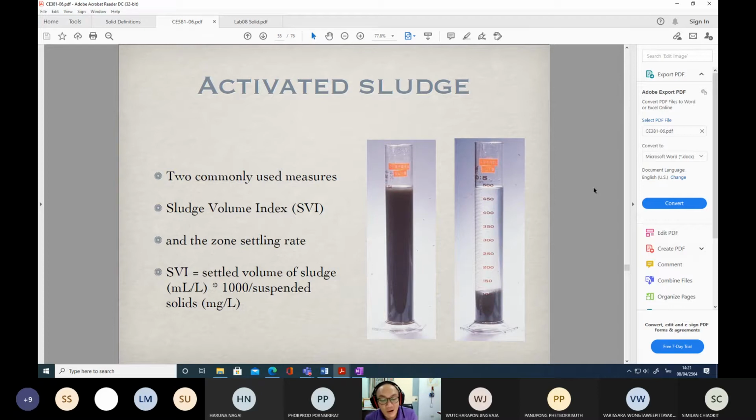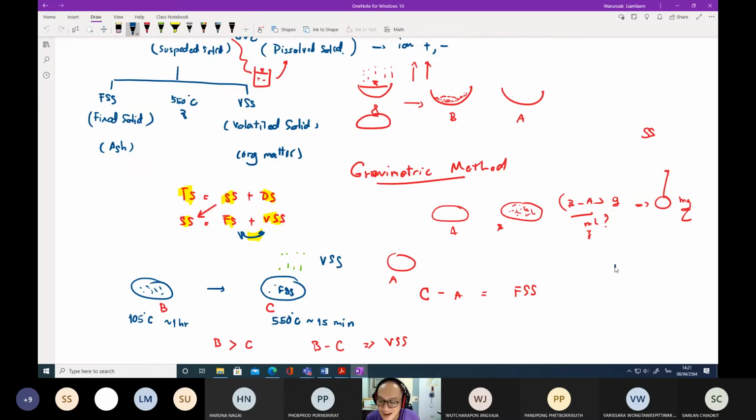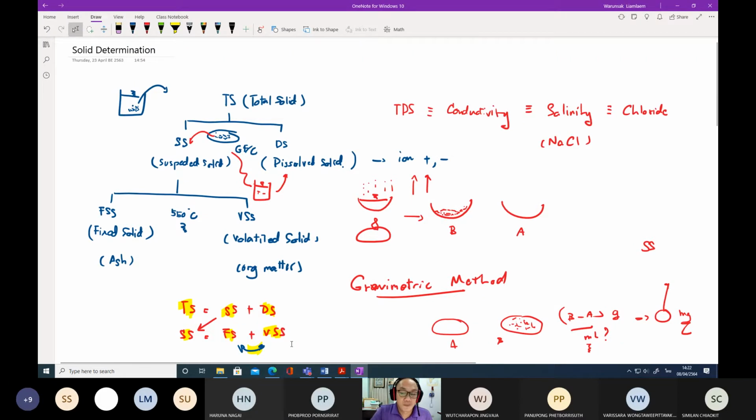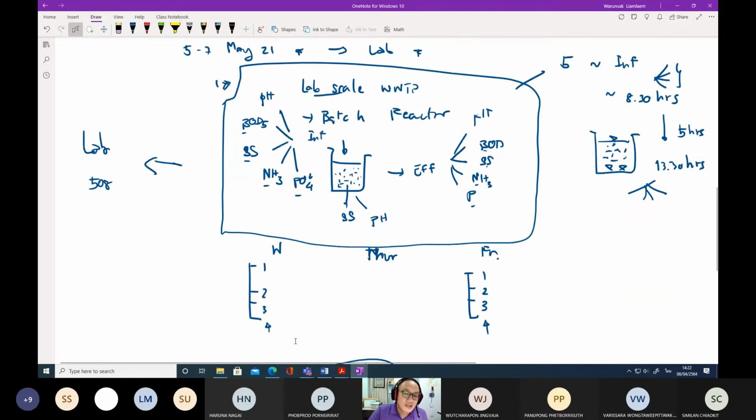So this is actually called the measurement of the sludge volume index, or V30. On the other hand, V30 is also the settleable solid. So we measure it like this, but in the lab, you will find something like a cone, a conical shape, not the cylindrical shape like this. The volume could be 1 liter. Okay, so this is the background information about the solids.